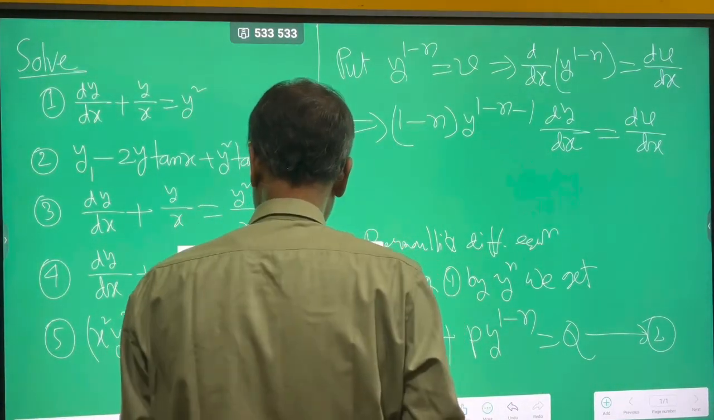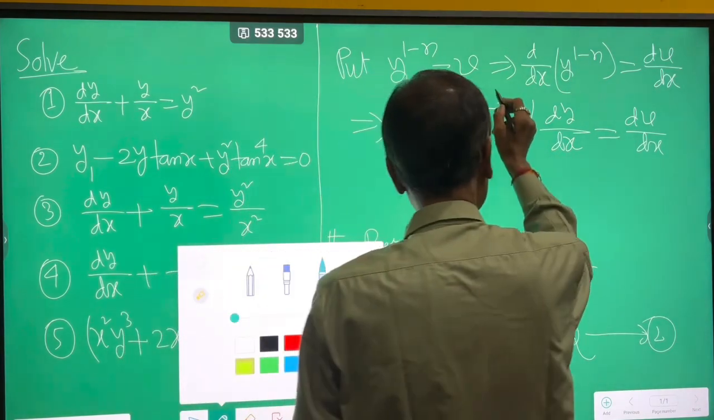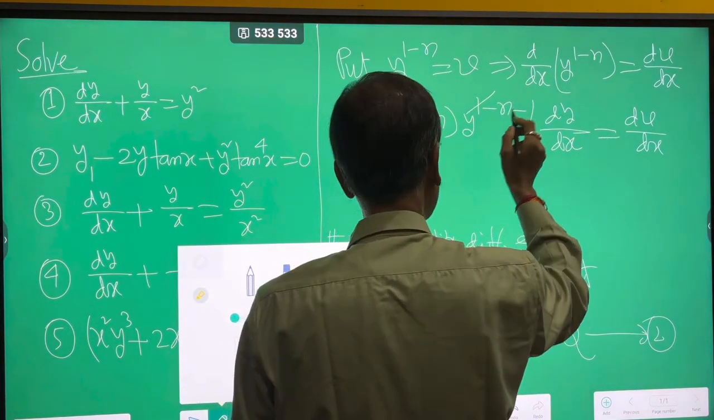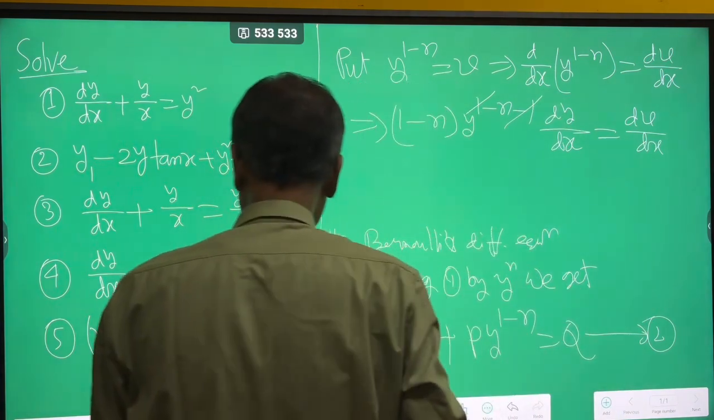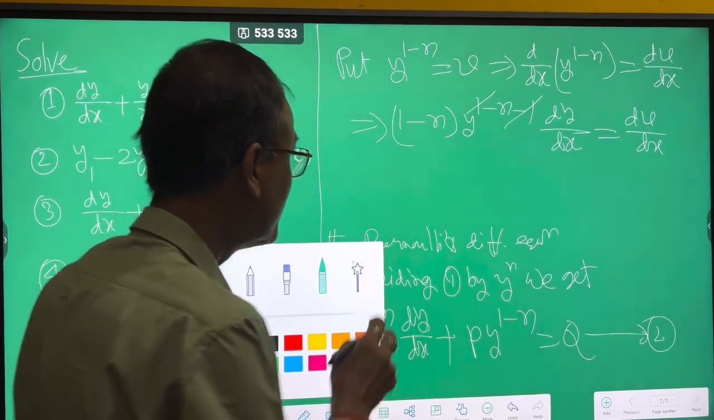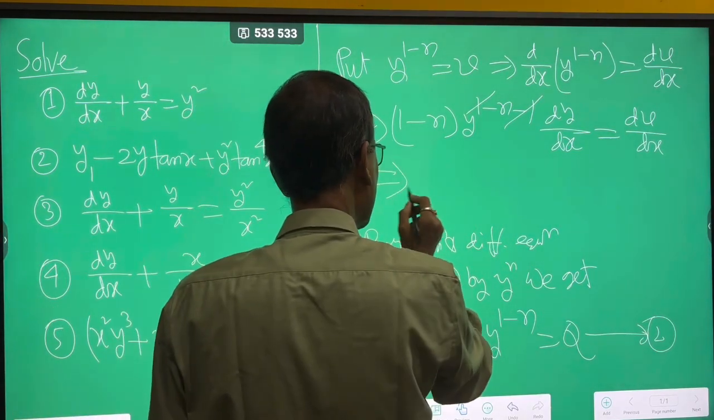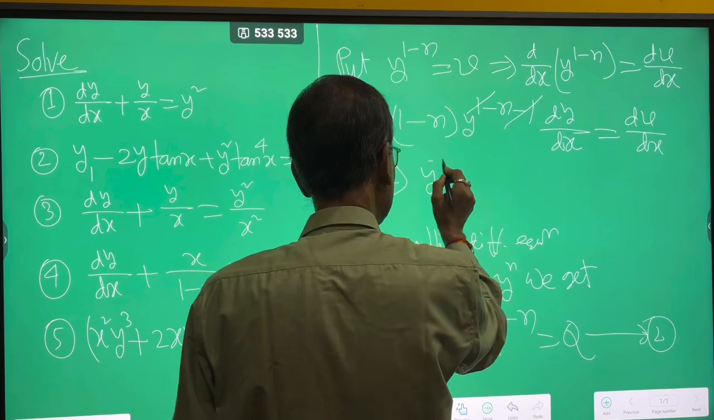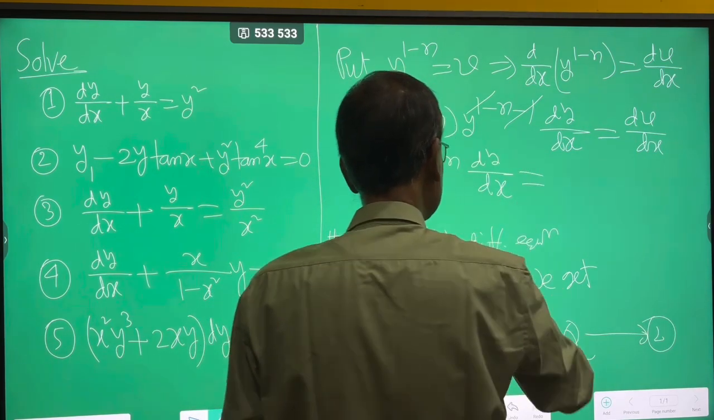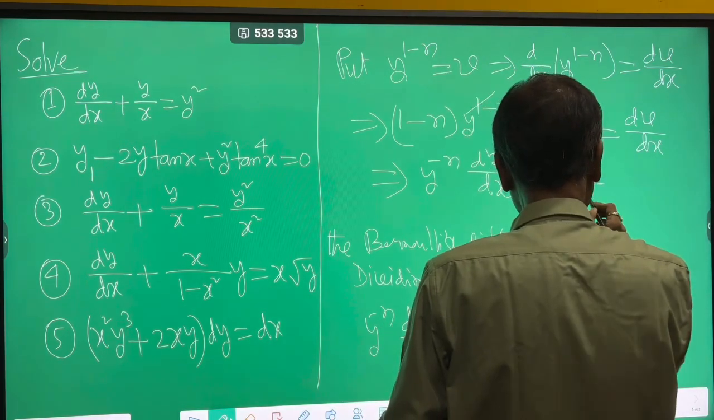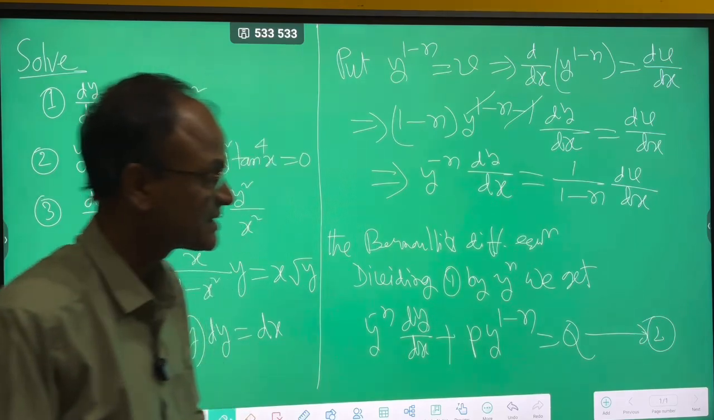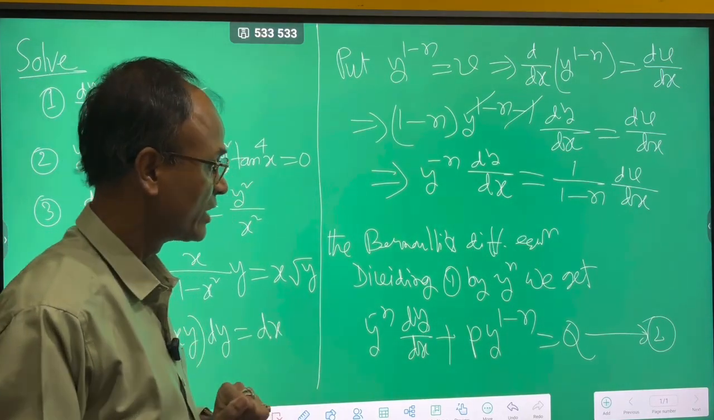Now this 1 will be cancelled, 1 and 1. This means y to the power minus n dy by dx equal to 1 by 1 minus n dv by dx. You will get this one.